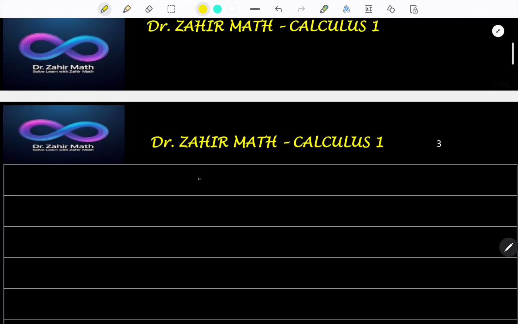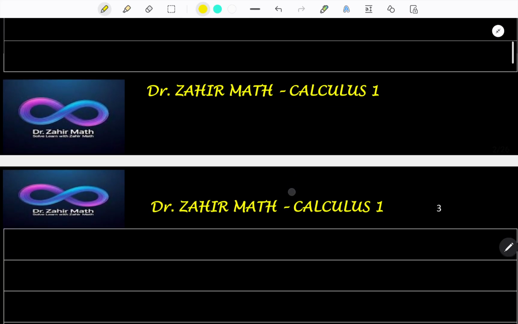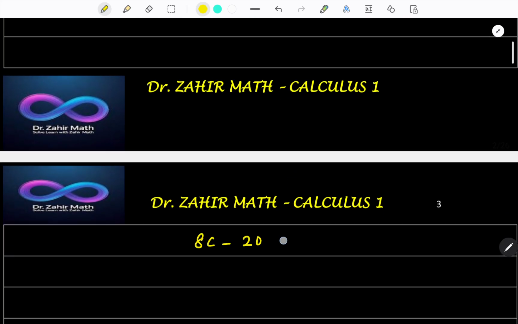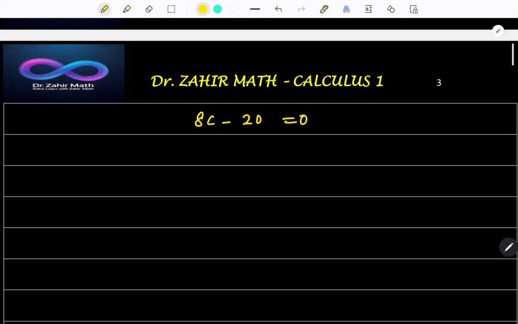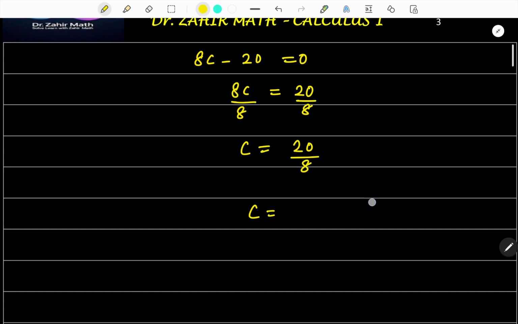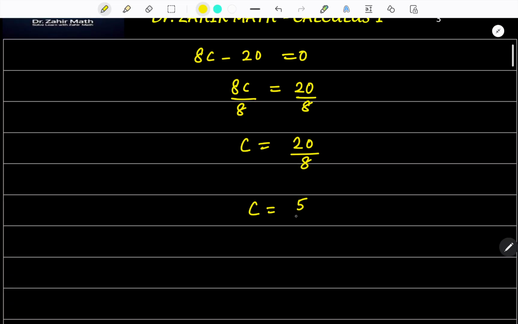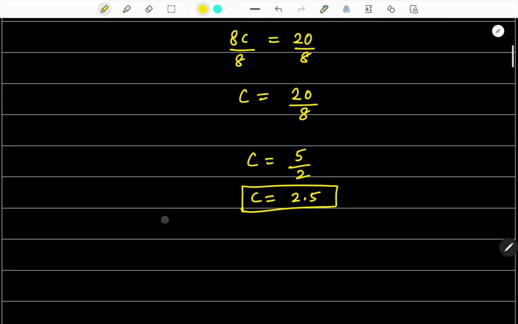Then f dash of c is equal to 0. Right? If f dash of c equal to 0 means what? 8c minus 20 equal to 0. So 8c is equal to 20. Divide by 8, divide by 8. Okay, so c is equal to how much? 20 divided by 8. 5 4s are 20 and 2 4s are 8. So c is equal to how much? 2.5.